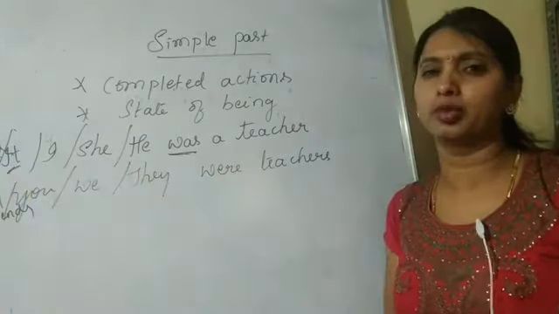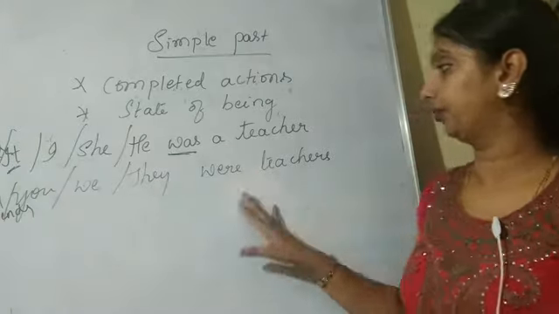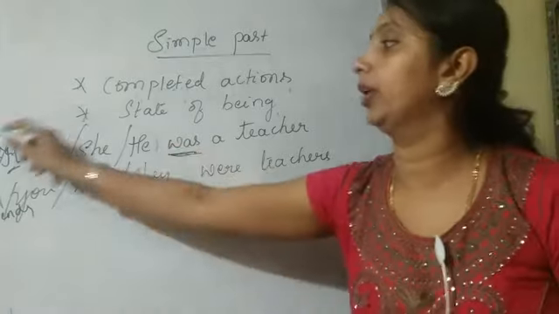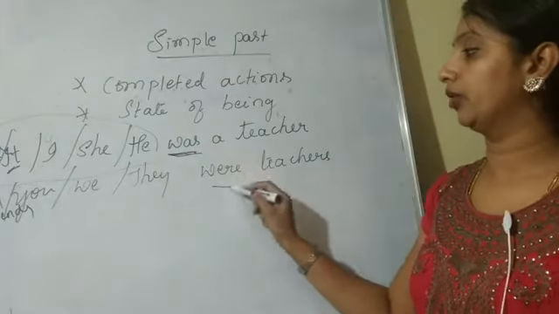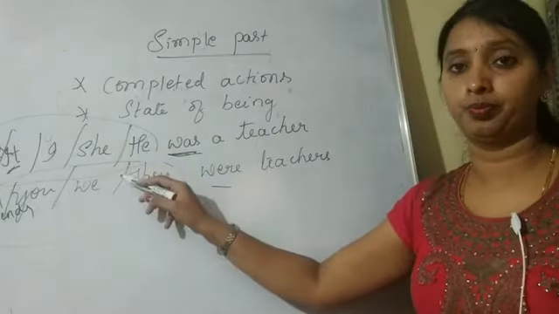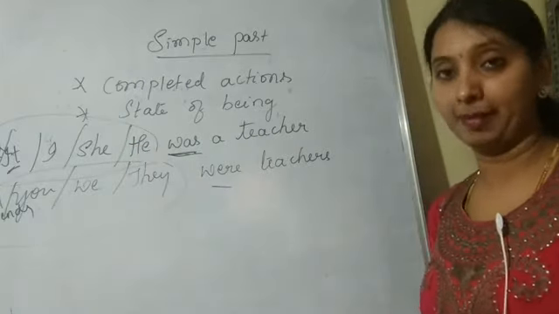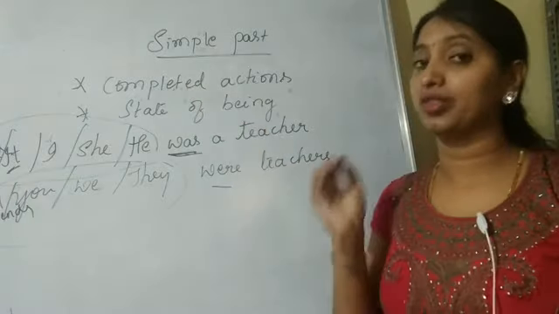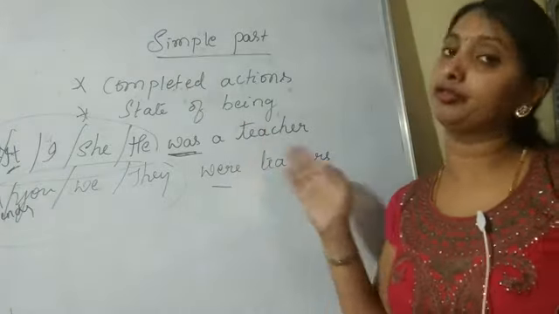So, for singular and plural, you have to go for these differences. Singular means you have to use was, and you have to be very clear about this list. And were we have to use with these words. So you have to make a list of these two. So this is for simple past tense. One we use to speak about completed actions. Another one is to speak about the state of being.